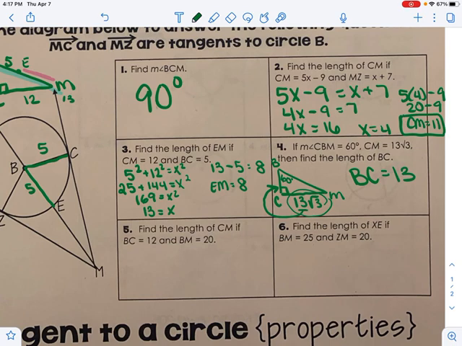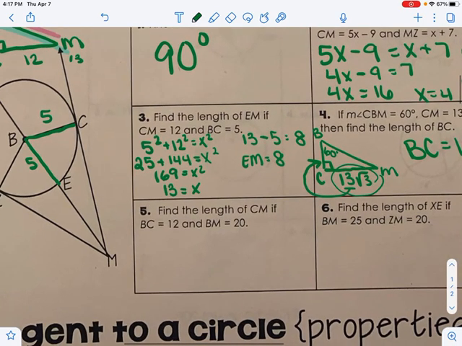In number 5, again, we are dealing with that same triangle of BCM. So in this case, BC is 12. BM is 20. They just want you to find CM. So I just put an X.